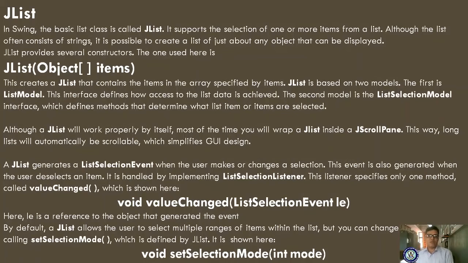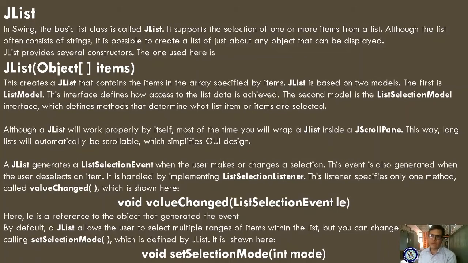A JList generates a list selection event when the user makes or changes a selection. This event is also generated when the user deselects an item. So selection and deselection of items in the list box causes a list selection event, and it can be handled and implemented by list selection listeners. How can we implement list selection listeners?